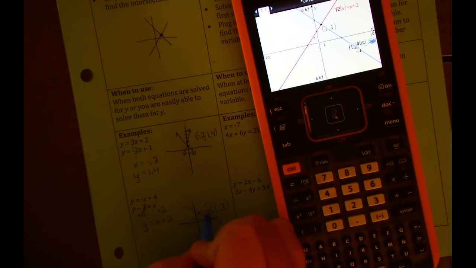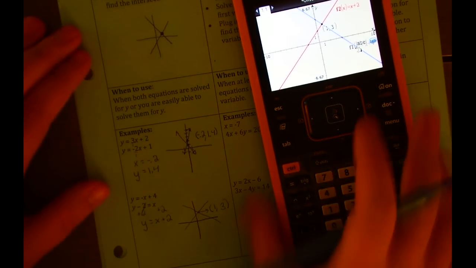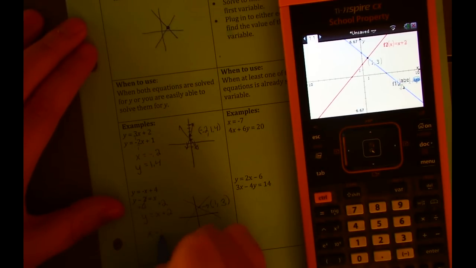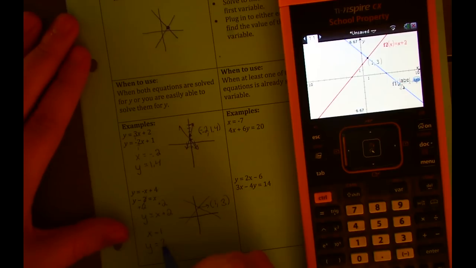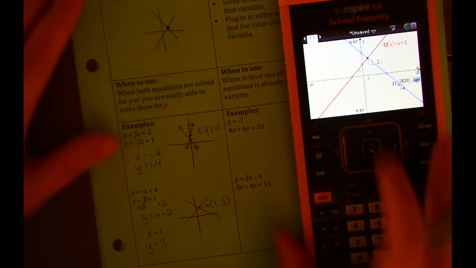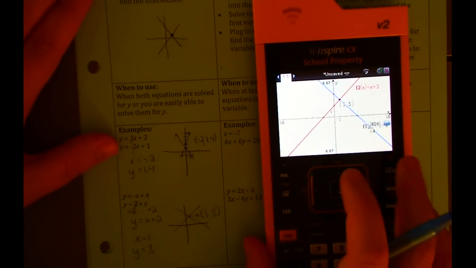So that point right there is 1, 3. And I could write my answer like this, or I could write it like that. When x is 1 and y is 3, that is an xy pair that would make both of those equations true. And that is how you solve a system of equations by graphing.